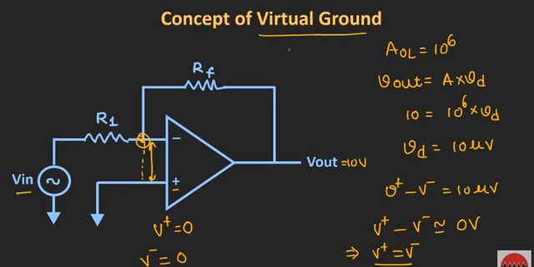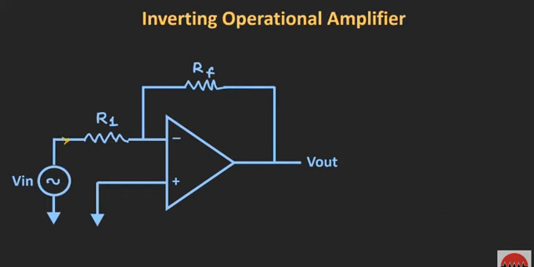So now let us use this concept of virtual ground and derive the expression between Vout and Vin. Here let us say the current I1 is the current flowing through the resistor R1, let us say this node is the node X, and let us say the current flowing through the resistor RF is IF. Now in the last video we had seen that the op-amp has a very high input impedance, or if we consider the ideal op-amp, then the input impedance of the op-amp is infinite. It means that no current is entering into the op-amp, or we can say that the current I is equal to 0.